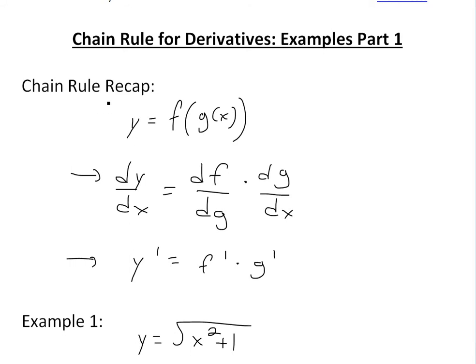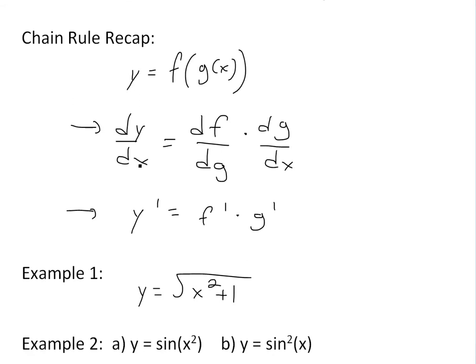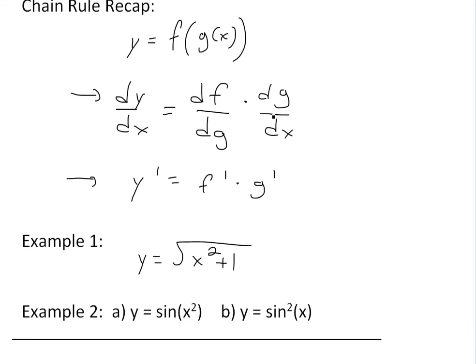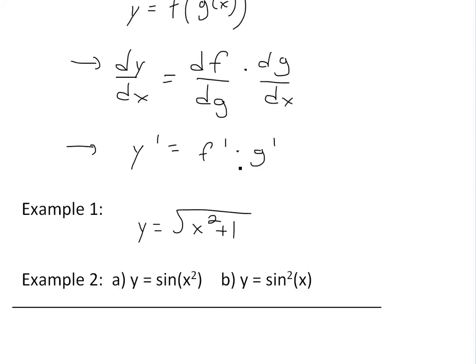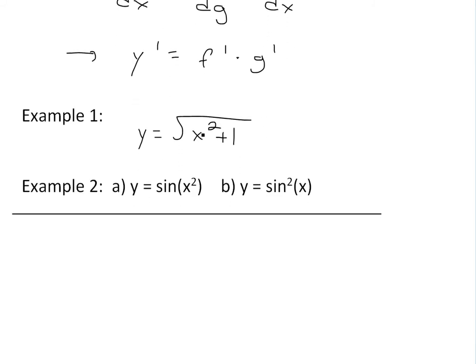Basically I want to go over a quick recap before I get to the examples. The chain rule states that if you have a function within a function, let's say y equals f of g of x, then the derivative in terms of x, or dy over dx, is equal to the derivative of f in terms of g, or df over dg, times the derivative of g of x in terms of x, or dg over dx. So just multiply like that, or you can write it in this form: y prime equals f prime times g prime. So the examples I want to go over are these right here.